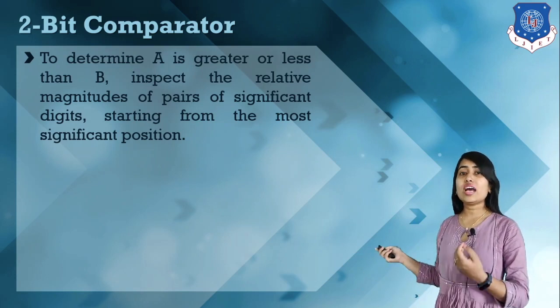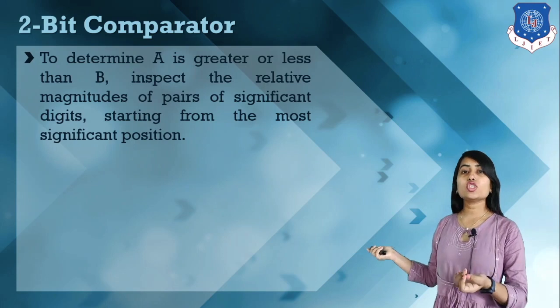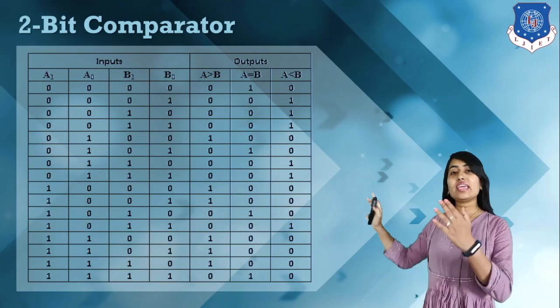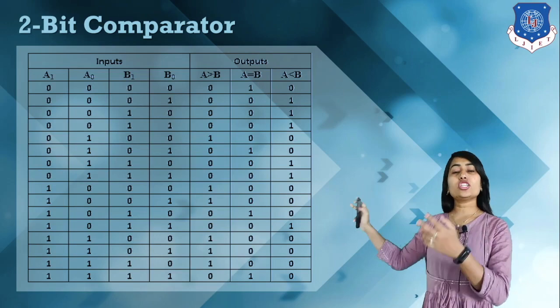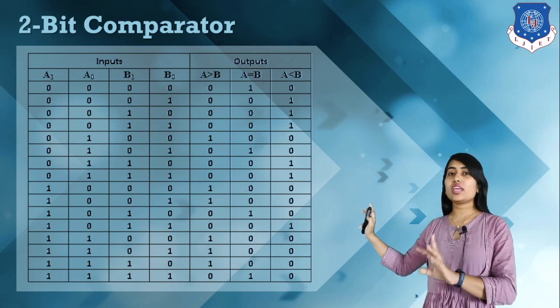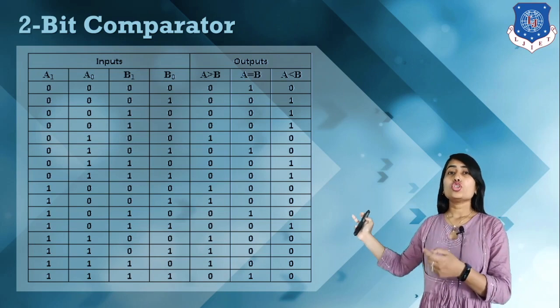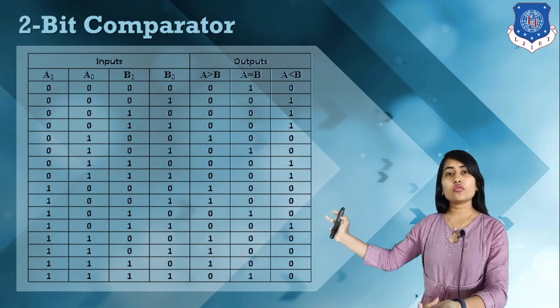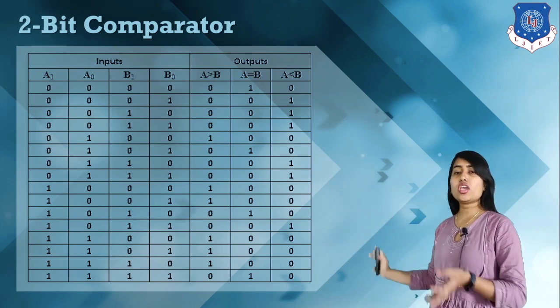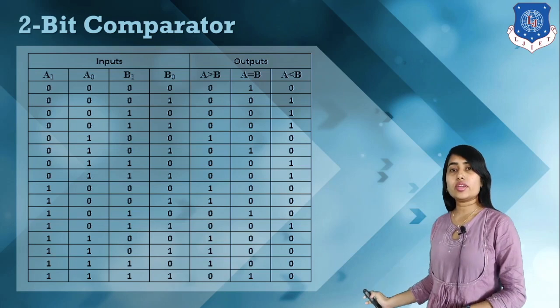For 2-bit numbers, we have a total of 16 possible combinations. As A1, A0 has 2 bits, we have 4 possible combinations, and for B1, B0 again we have 4 possible combinations. So for these 4 and these 4 possible combinations, we have a total of 16 combinations. So we can write our 16 combinations like this.